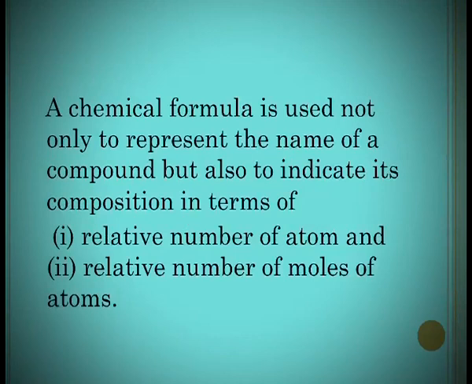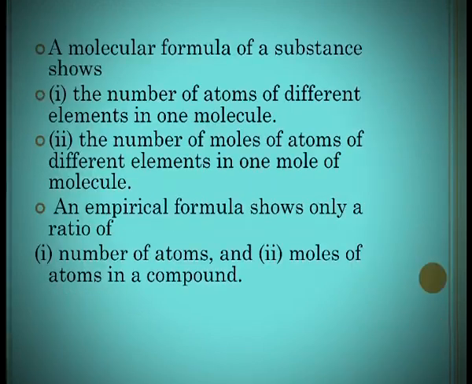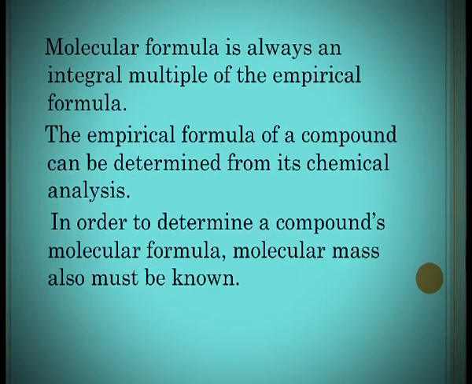A chemical formula is used not only to represent the name of a compound but also to indicate its composition in terms of, one, relative number of atoms, and second, relative number of moles of atoms. A molecular formula of a substance shows the number of atoms of different elements in one molecule and the number of moles of atoms of different elements in one mole of molecule. An empirical formula shows only a ratio of number of atoms and moles of atoms in a compound. Molecular formula is always an integral multiple of the empirical formula.